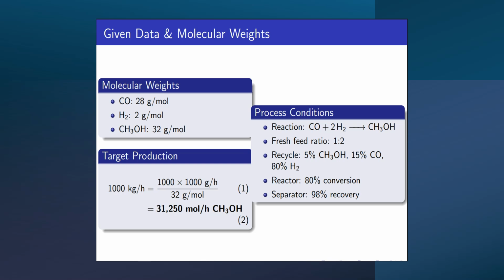So first we convert this mass flow rate into molar flow rate, which is more convenient for the reaction balance. So the methanol production rate is 1000 kg per hour, that is 1000 into 1000 gram per hour, divided by 32 gram per mole. First we have to convert kg to gram and then divide by 32 gram per mole. So we get the target production of methanol, that is 31,250 mole per hour. That is the target production rate.